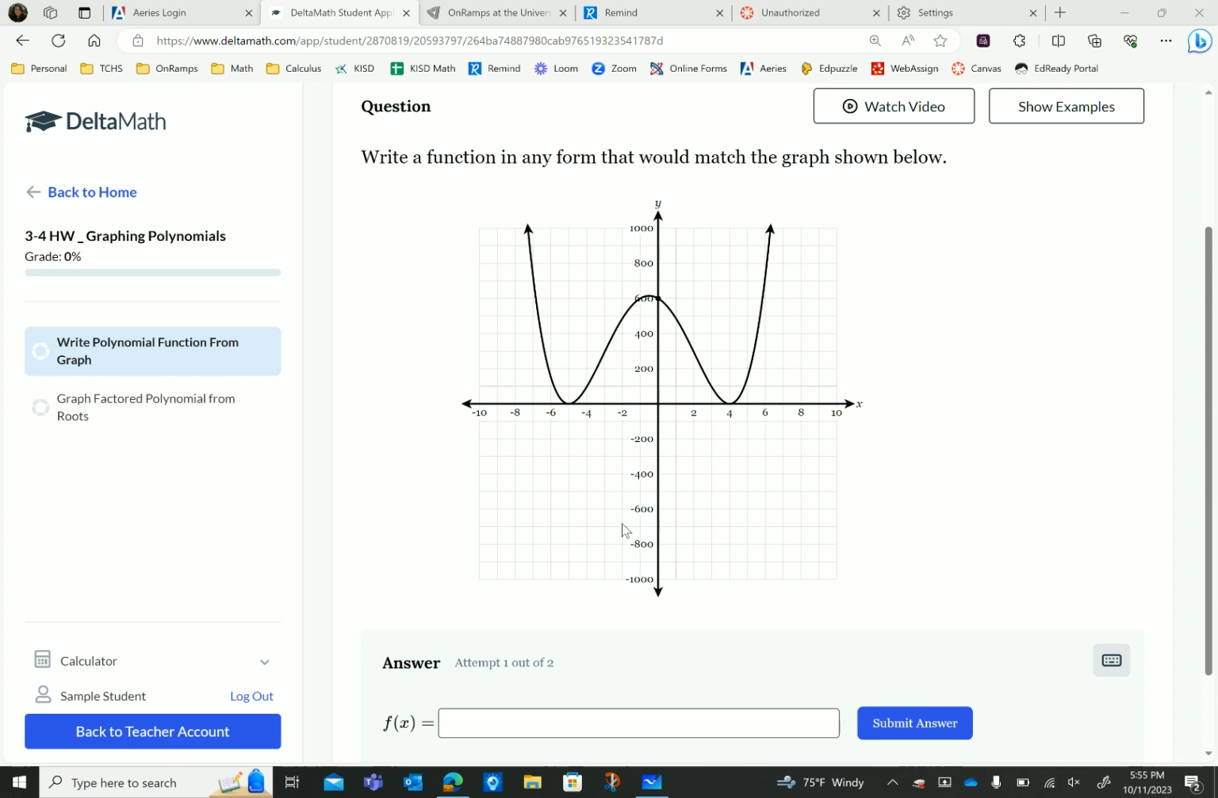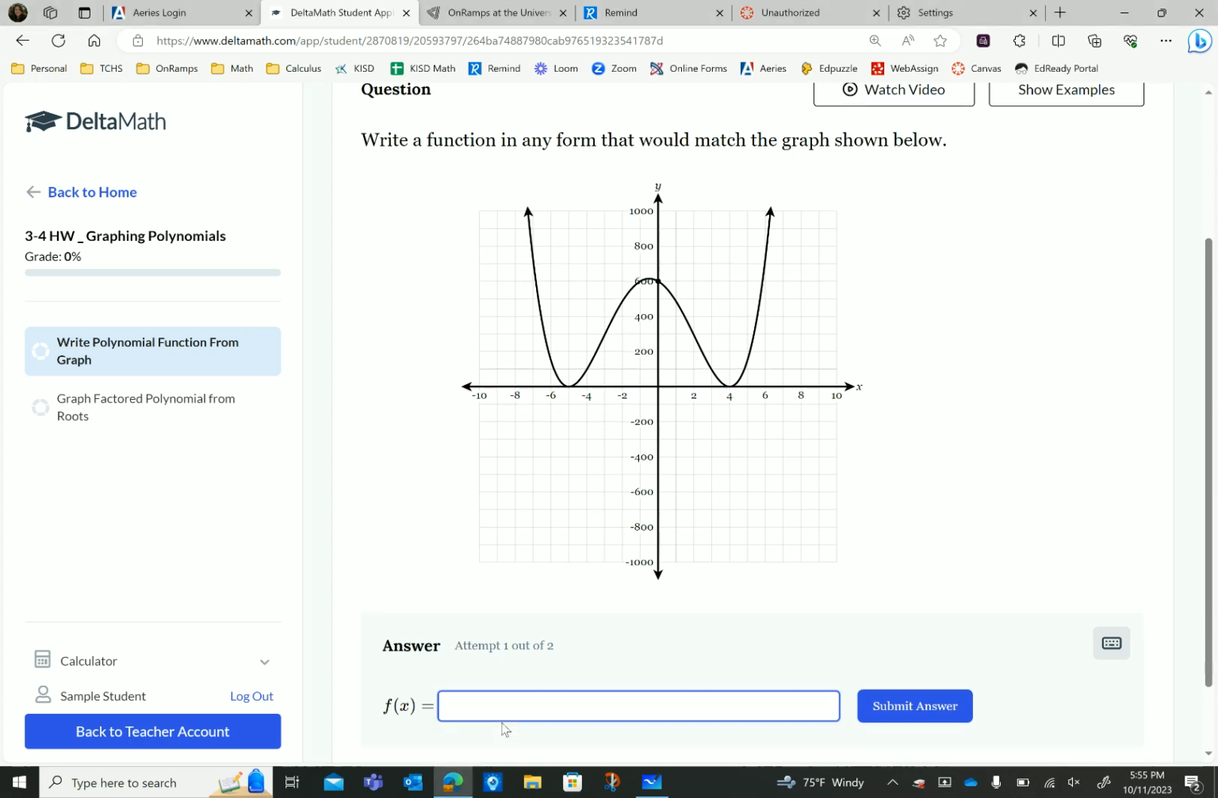Okay, so what we're going to do first is deal with our x-intercepts. We don't know the leading coefficient, so I'm going to put an a as a placeholder for now. We do have an x-intercept of -5, so when writing the factor I have to write it opposite in sign, x plus 5. And we have another x-intercept occurring at 4, so I'm going to write x minus 4 as its factor.